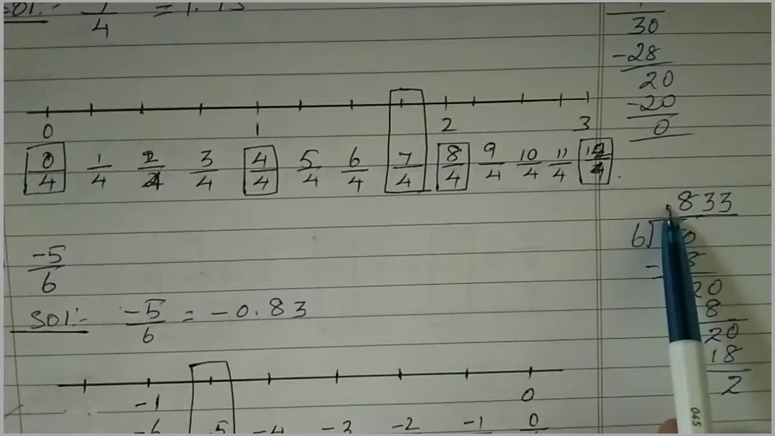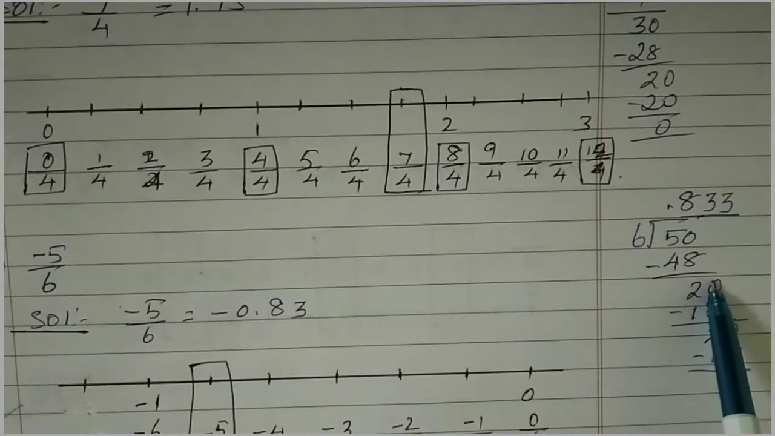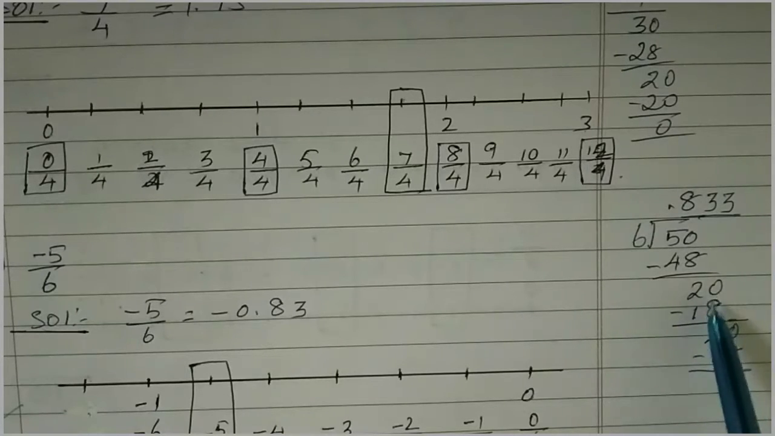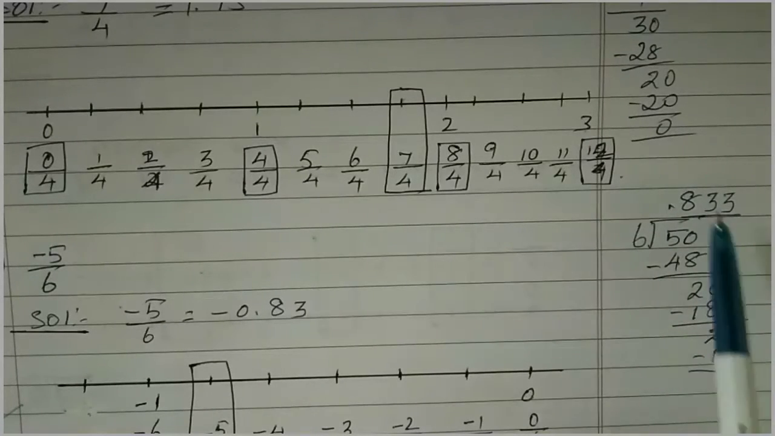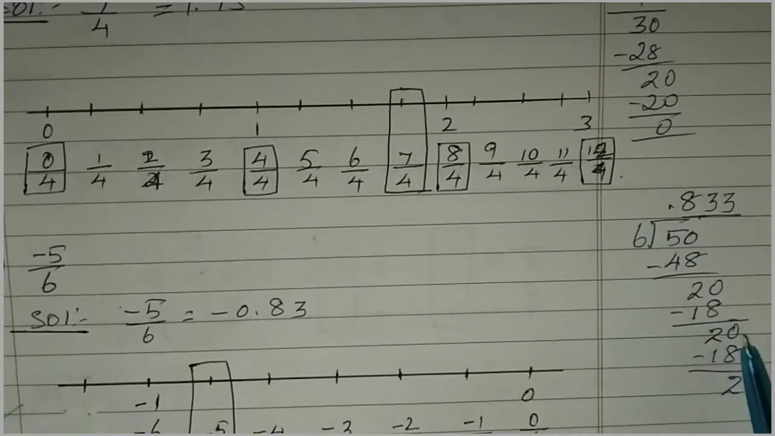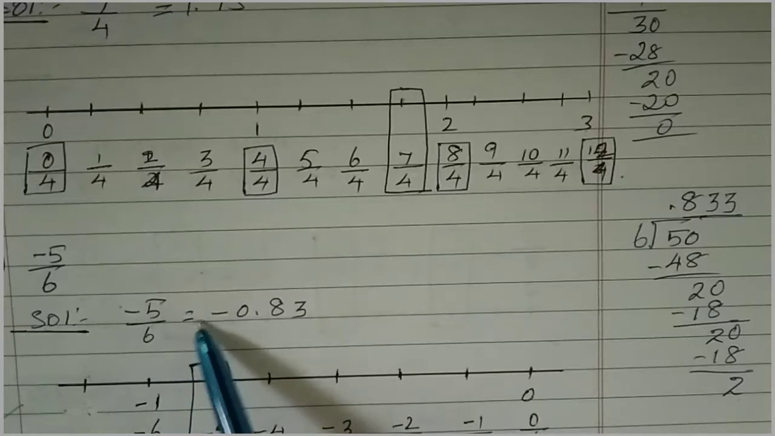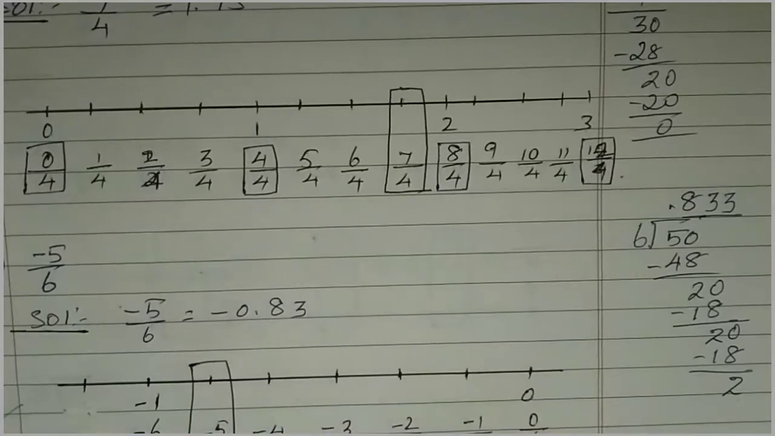And then already the point is there, so we can introduce one more 0. Now just take 3 6s are 18. Just subtract these two values. Answer is 2. And then already the point is there. We can introduce one more 0. And then 3 6s are 18. Now just subtract these two values. You will get 2. Okay, so the value of minus 5 by 6 equals minus 0.83.